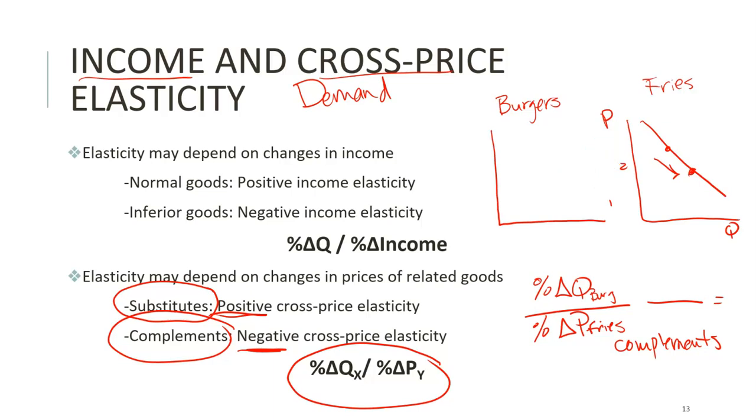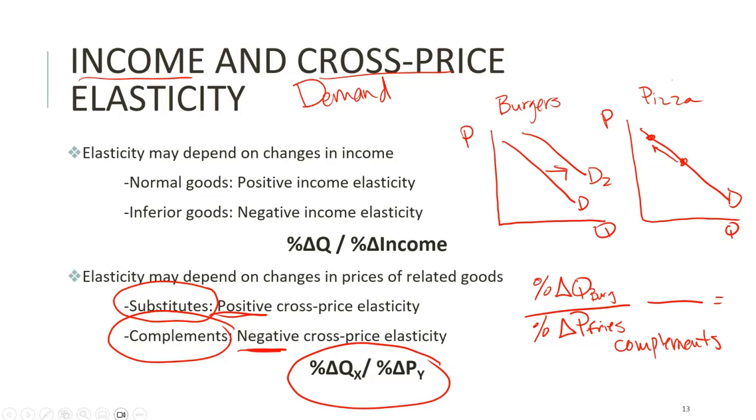And we could do this too if we, let me show you substitutes. So let's say instead of burgers, you might eat pizza instead. So we've got our demand for burgers and our demand for pizza. And let's say the price of pizza increases. This is going to cause the demand for burgers to also increase.